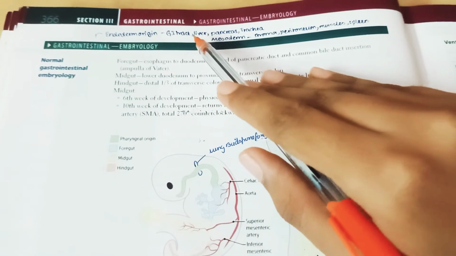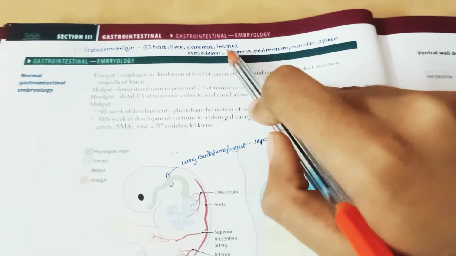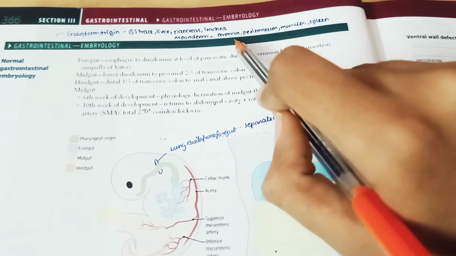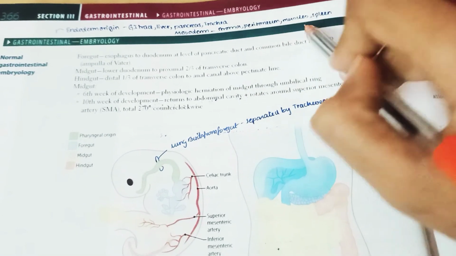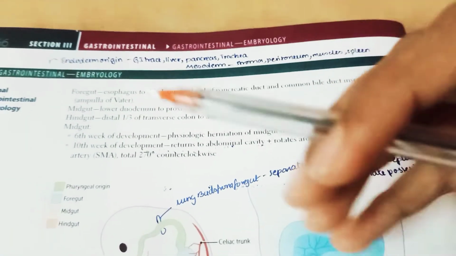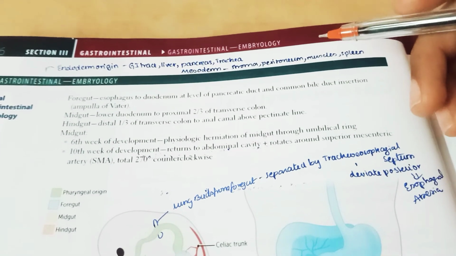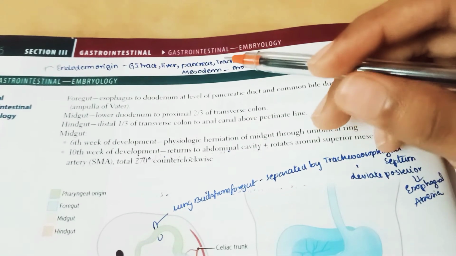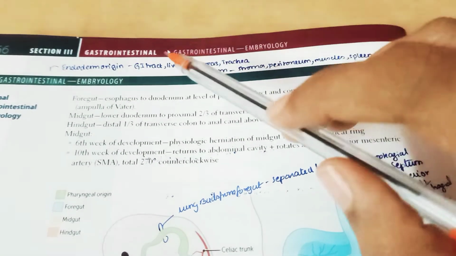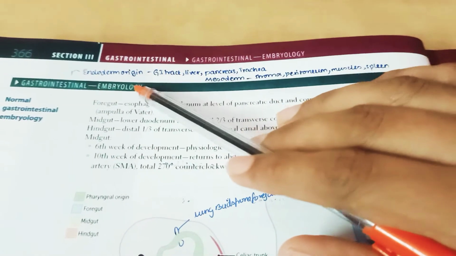And not only GI tract, even the liver, pancreas, trachea, all are from endodermal origin. And the mesodermal origin structures are like stroma, peritoneum, muscles and spleen. Remember that spleen is the only organ which is coming from the mesoderm, which is related to this GI system, and also the stroma, whatever the stroma of the cells, and also the peritoneum, muscles. Of course we know mesoderm gives rise to muscles, even the peritoneum is coming from mesoderm, but the major structures like GI tract, liver, pancreas, trachea are coming from endoderm.